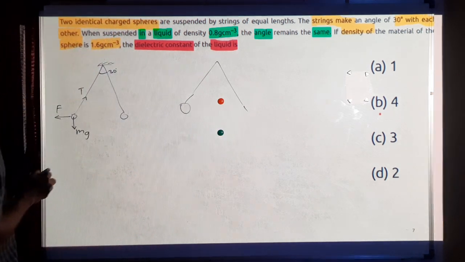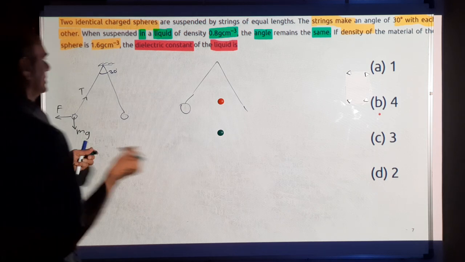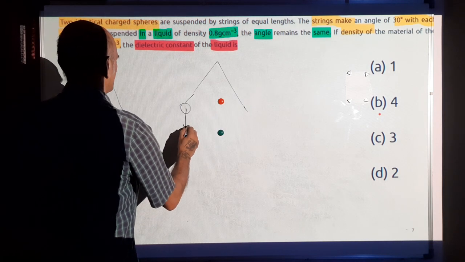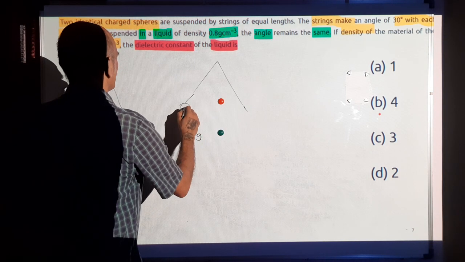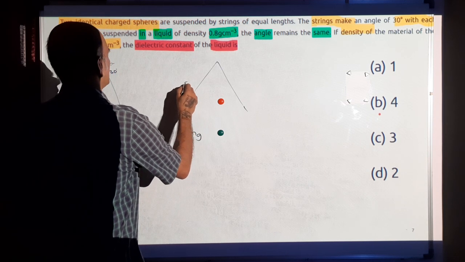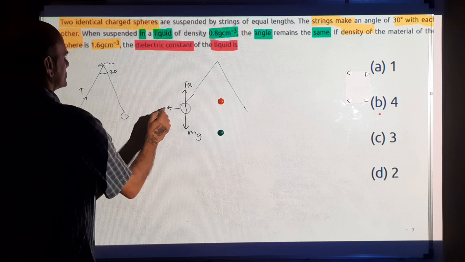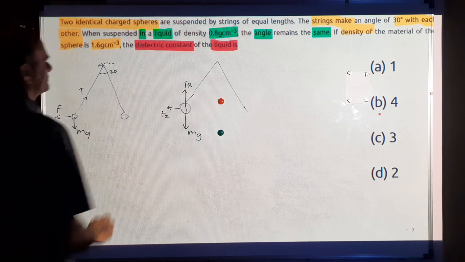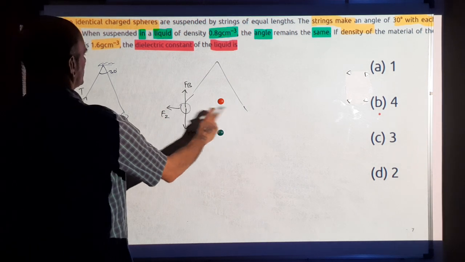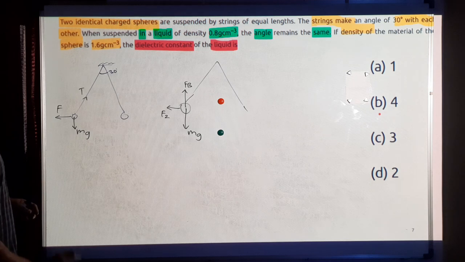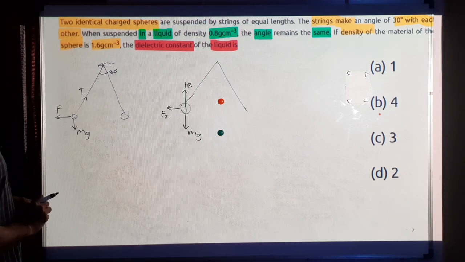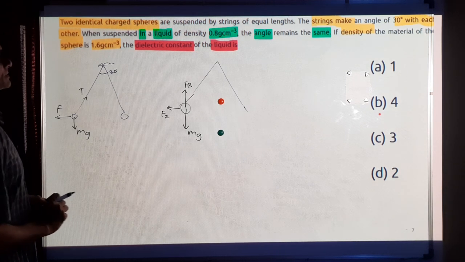But in the second case, since it's immersed in a liquid, in addition to the weight, there will be a buoyancy force due to the immersed liquid, and this repulsive force will change to a different value because of Coulomb's law. The force between two charges is 1 by 4 pi epsilon naught, and if there is a dielectric medium, it's K epsilon naught.